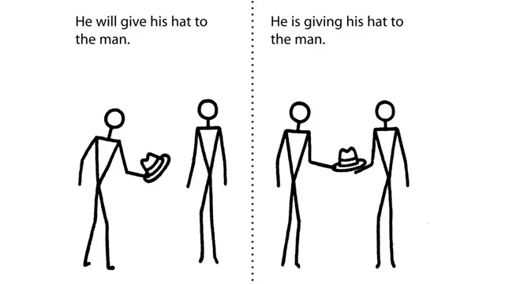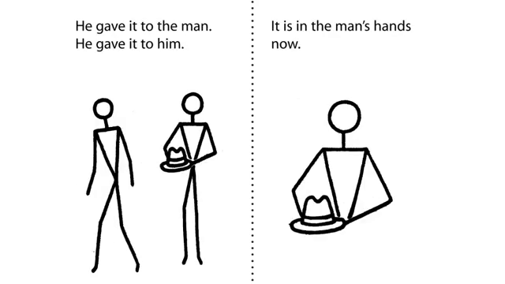He will give his hat to the man. He is giving his hat to the man. He gave it to the man. He gave it to him. It is in the man's hands now.